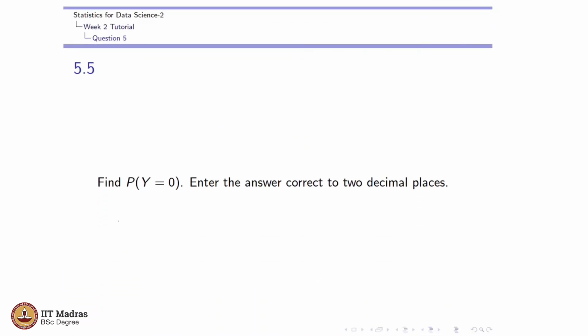Similarly, the probability Y equals 0 is going to be 1 minus the probability Y equals 1, since the range of Y was {0, 1}. The probability Y equals 1 we have already found in the previous question, that was 0.08. So again this is going to be 0.92.